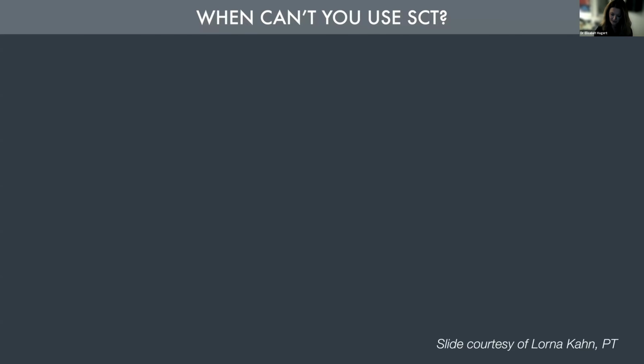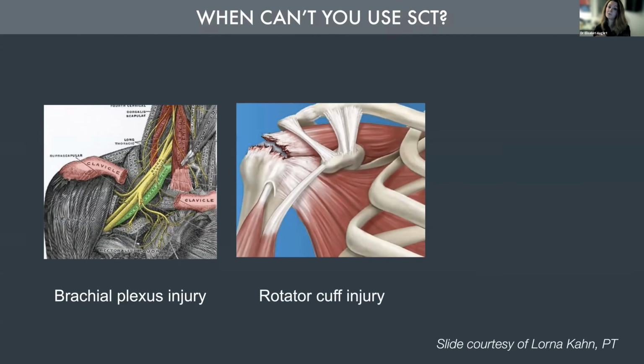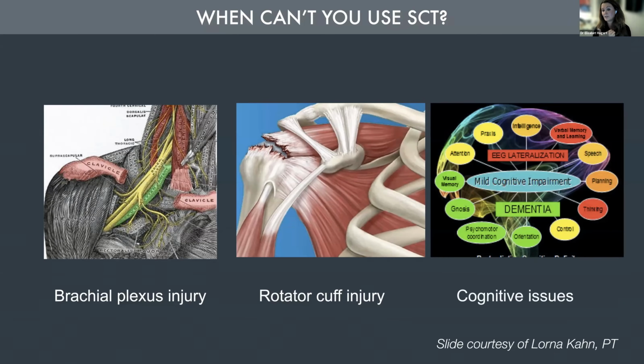Well, when can't you use the scratch collapse test? Well, if you have a patient with a brachial plexus injury that involves C5, C6, C7, it's not going to be possible. If you have a patient with a rotator cuff injury, it's going to be difficult, at least to use the external rotation. What I have learned is that you can actually use other muscles instead. So for instance, you can test the strength in the triceps, scratch over the nerve, and then try it again. And then finally, if you have a patient with cognitive issues or who is not cooperating, it's not going to work with the scratch collapse test.